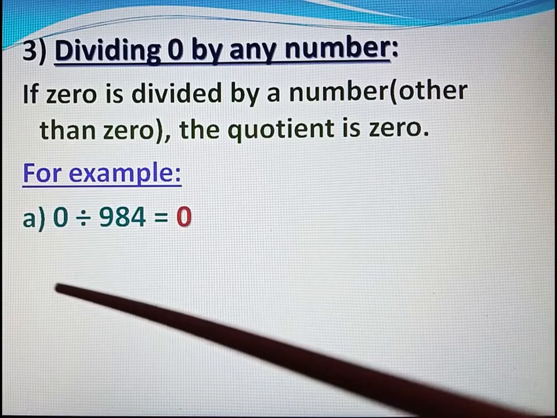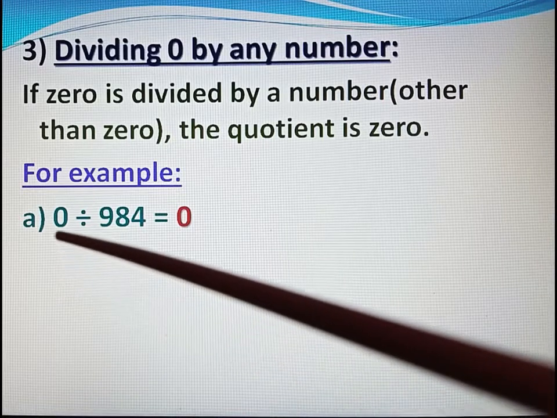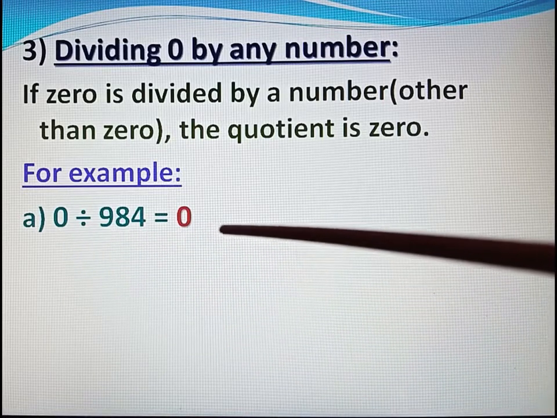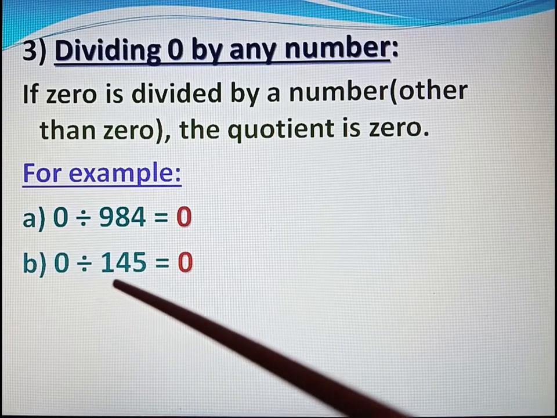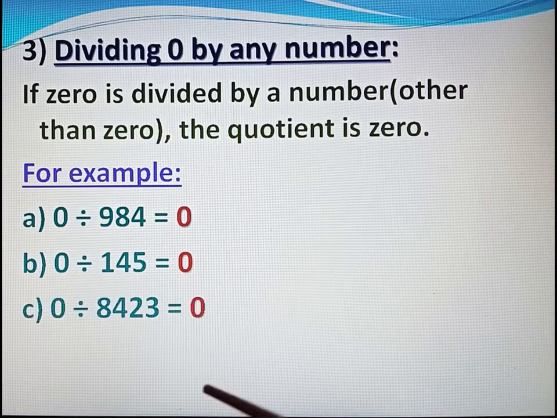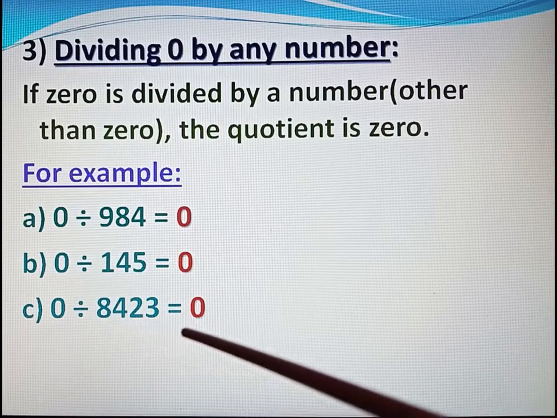A part, 0 divide 984 equal. See, we are dividing 0 by 984. The quotient is 0. B part, 0 divide 145 equal 0. C part, 0 divide 8423 equal 0.